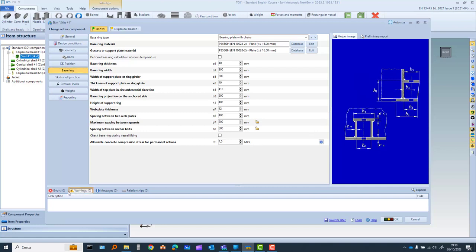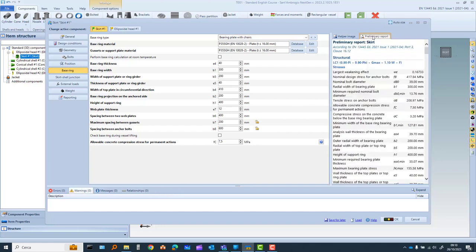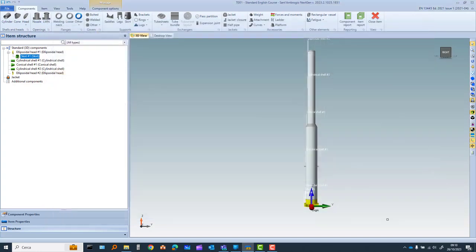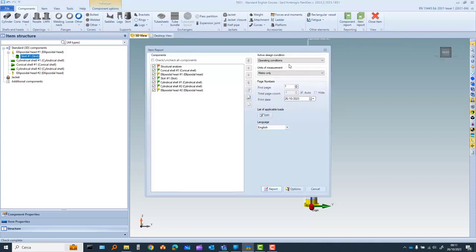Okay, the yellow wording was referred to the end, and the preliminary report doesn't give us any particular information. So we close the base ring, and now that we have examined all the components considering only pressure and temperature, of course internal and external pressure, we go to the item report. When we go to the item report, the stress analysis for wind and earthquake is automatically made. And you see, structural analysis, there is a warning here. A red warning, which was not present when we considered only pressure and temperature, but if we now consider also the wind and the earthquake, we get a warning.